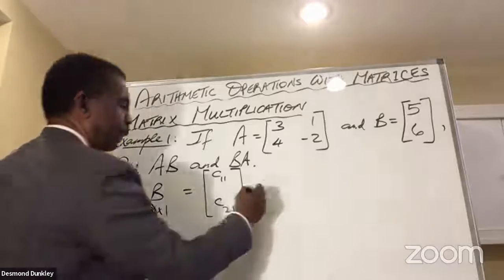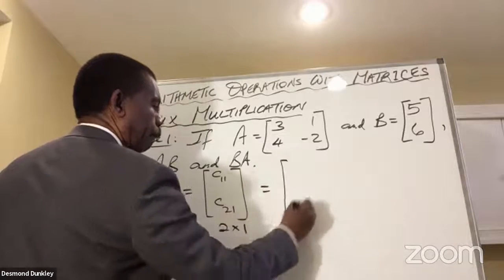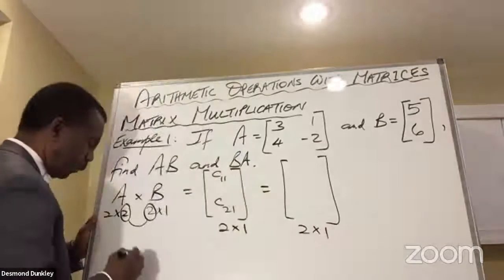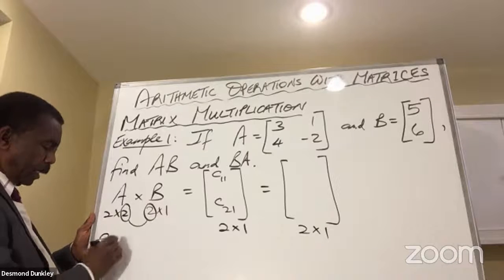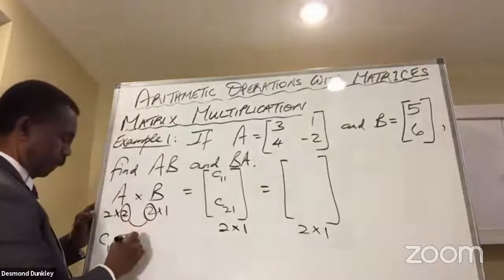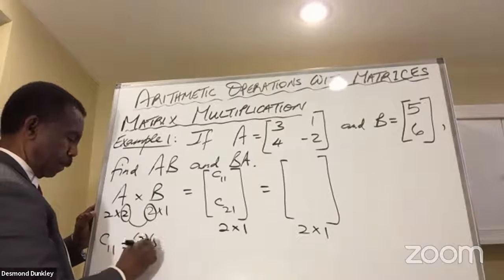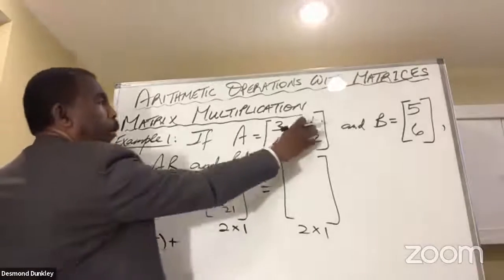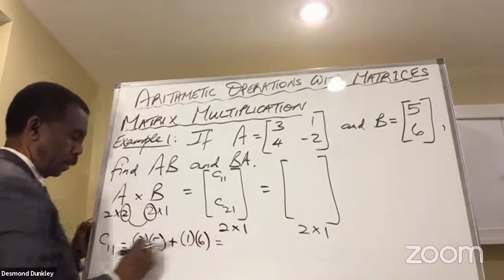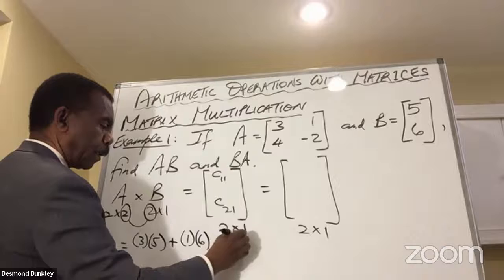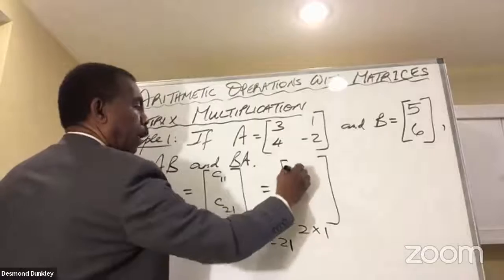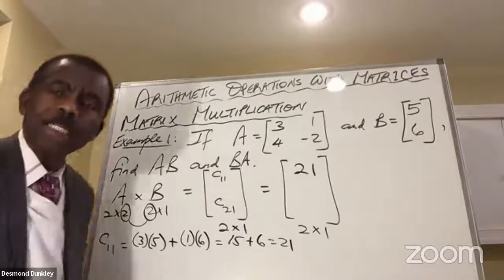Okay, so let's do the entries here. So C11 is equal to, how do we do that? It's going to be 3 times 5 plus 1 times 6. 3 fives, 15. 6 times 1, 6. So the first entry is 21.